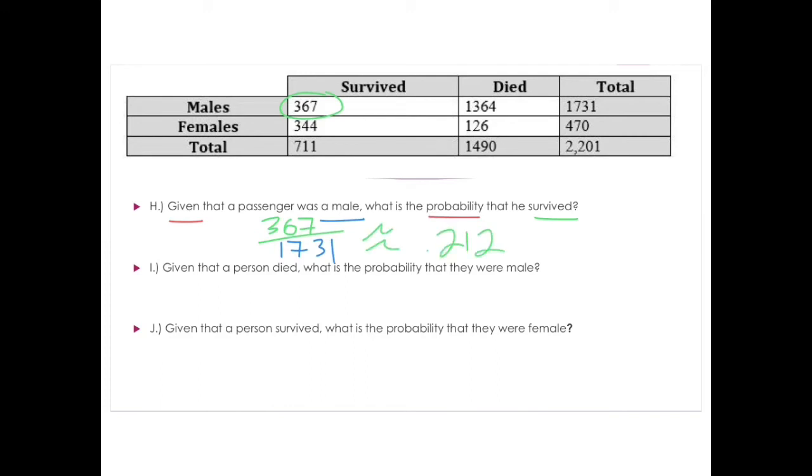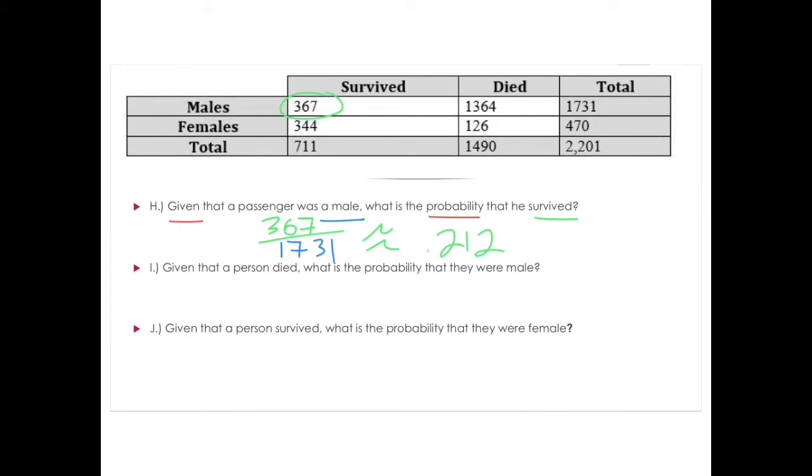So again, I want to reiterate, my bottom number is what is given. So given the person was a male, I know there's 1,731 males. What's the probability the person survived? Of those males, 367 of them actually survived. Let's look at our next question.